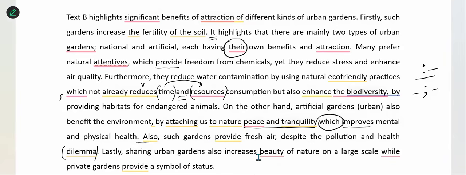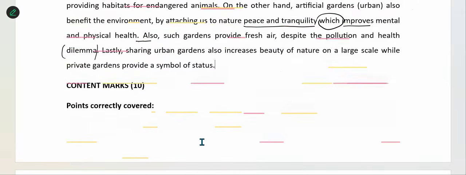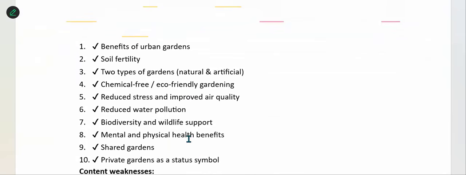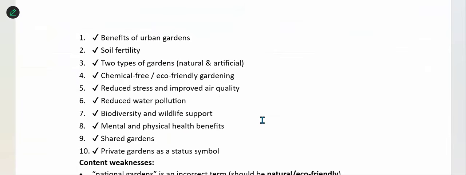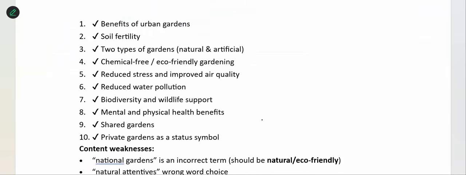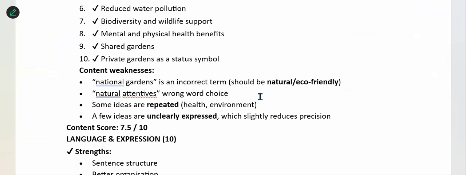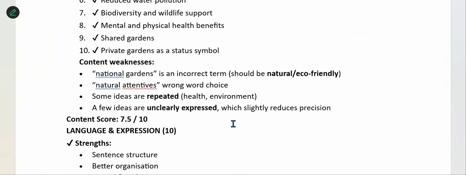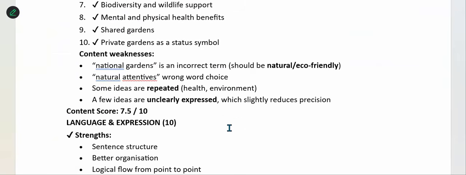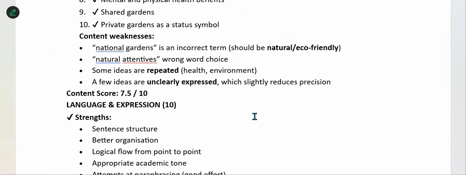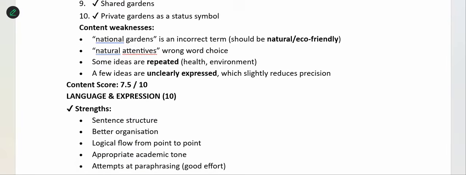So how can you make it better? These are the content marks out of 10. Points correctly covered: benefits of urban gardens given, soil fertility, natural, chemical free, reduces stress. These all 10 points are given properly. Content weaknesses: national garden is an incorrect term, it should be natural, eco-friendly, and natural attentive is the wrong word. I don't know what it should be. The wrong word choice. And some ideas are repeated: health or environment, etc. A few ideas are unclearly expressed, which slightly reduces precision. So the content score is 7.5 out of 10.